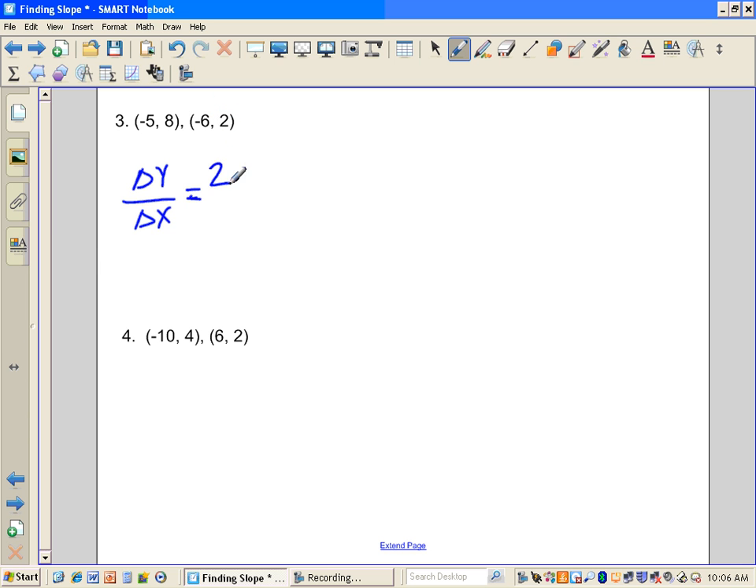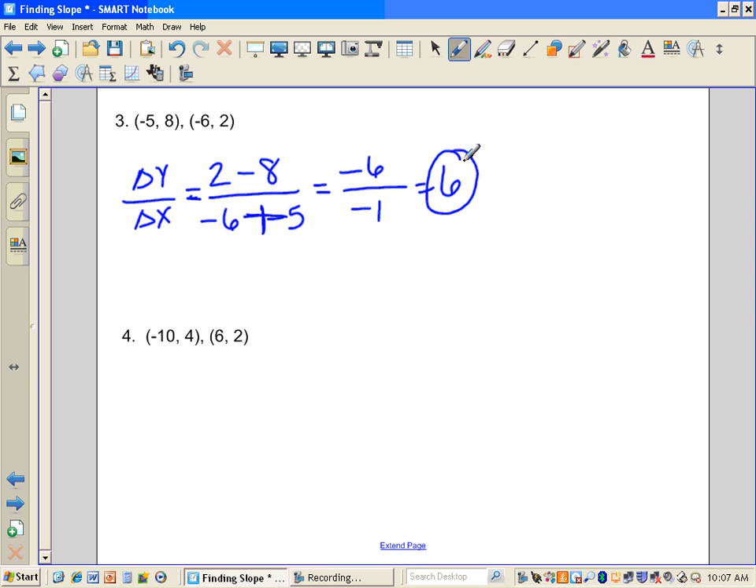2 subtract 8. That goes on top. Those are my y's. Negative 6 subtract a negative 5. Ooh. So 2 minus 8 is negative 6. When you subtract a negative here, negative 6 subtract negative 5, those two negatives together become addition. So we're going to have negative 6 plus 5, which becomes negative 1. Negative 6 over negative 1 becomes positive 6. So that's our slope there.